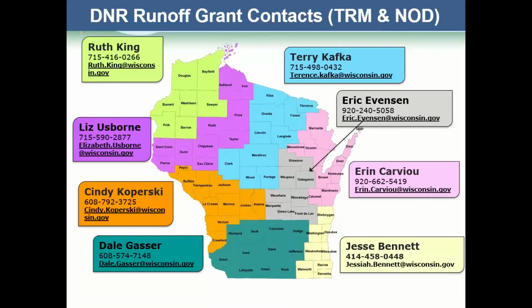Implementation of NR 151 is a multi-agency collaboration. The agencies collaborating for successful implementation include the Department of Natural Resources, the Department of Ag, and the County Land Conservation Departments. This collaboration is defined in state statutes.